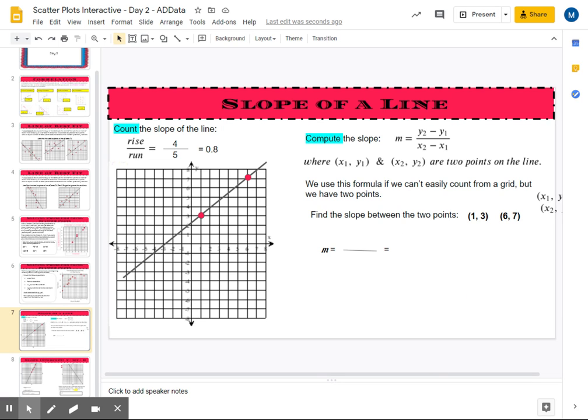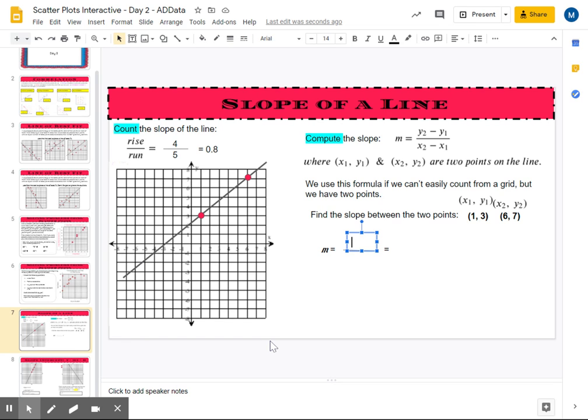All right, we use this formula if we can't easily count from a grid, but we have 2 points. Okay, so we're going to find the slope between points (1, 3) and (6, 7). So these little guys here are to label your points, right? There's the first point, and there's the second point. So we're just going to plug in our numbers into the formula. All right, so y2 minus y1. Right now I have 7 as my y2. And I have 3 as my y1.